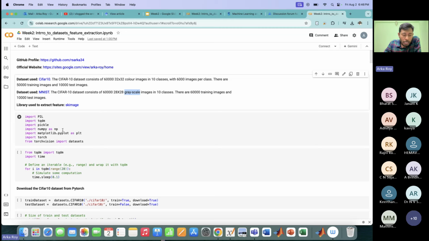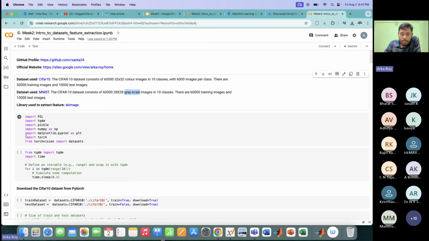Then I have used NumPy as NP. NumPy is basically the library that helps you do array operations and other kinds of stuff on the array. Basic array operations can be done using NumPy. And I am renaming it as NP so that I don't have to write NumPy again and again. I can write NP instead.